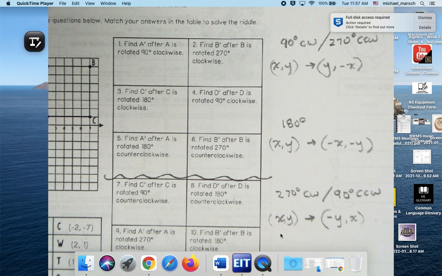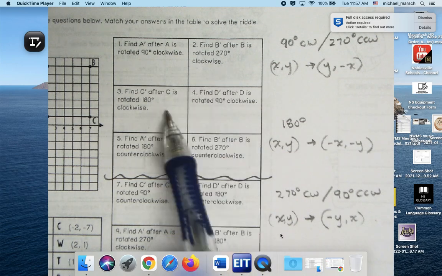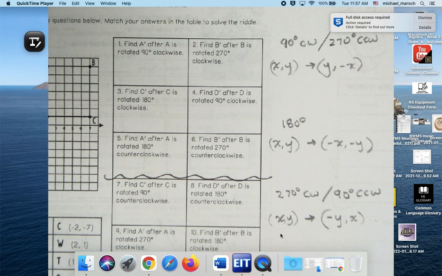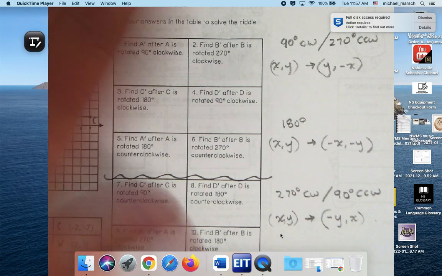You're just going to do the first six there. Figure out what the new ordered pair would be for those first six. You don't have to draw them on the plane or anything. Just tell me what they would be. I'm going to show you guys how I'm going to set up the first one, just so you can see.